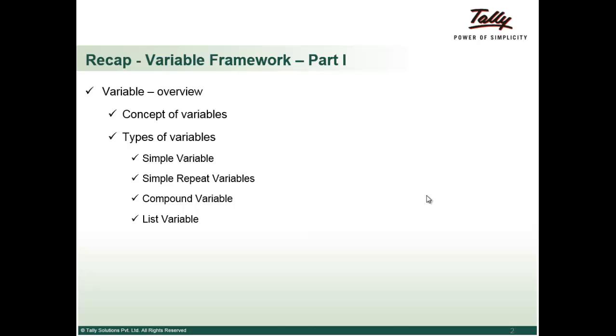Next we went to the types of variable. We started with the simple variable. A simple variable is a variable which holds a single value of a single data type. Then we went to the simple repeat variable. Simple repeat variables are variables which hold the method values of the objects of a collection based on an implicit index. We gave an example of a columnar report, saying simple repeat variables are the ones used to generate the columns in a columnar report.